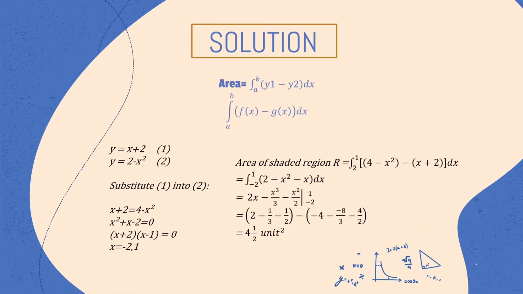To solve the question, we need to equate the two equations and find the interval, which is x. We will get x equal to -2 and 1. Next, substitute the interval and equation into the formula. Expand, integrate and substitute the integration with interval. Finally, we will get the answer, which is 4.5 units squared.